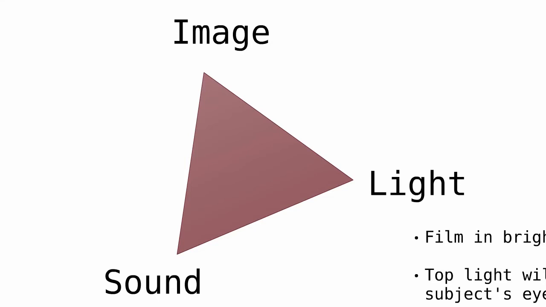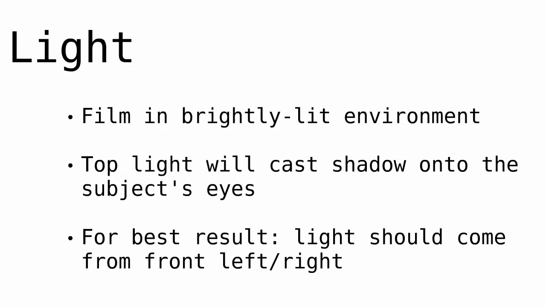When filming an interview, you need to take care of 3 cinematographic factors that will strongly influence your final product: light, sound, and image. First, let's look at the light. Make sure you film in an environment with a lot of light. Light coming from the top, meaning the ceiling, will cast a shadow onto the eyes of your subject. For best results, place the interviewee in such a way that the main light source comes from the front, right or left. This way, created shadows give the subject extra depth.